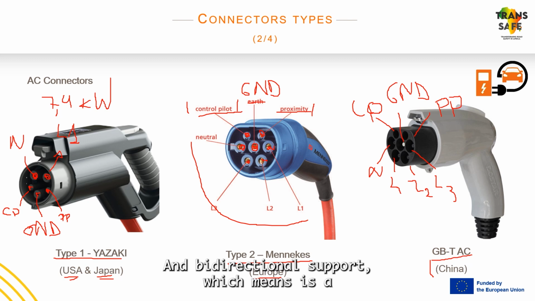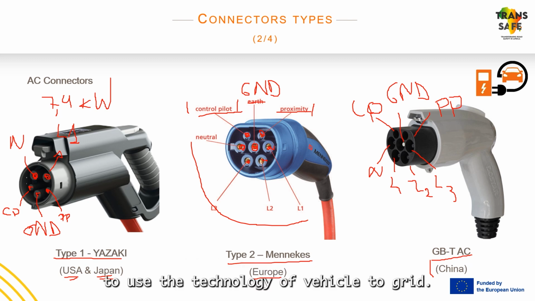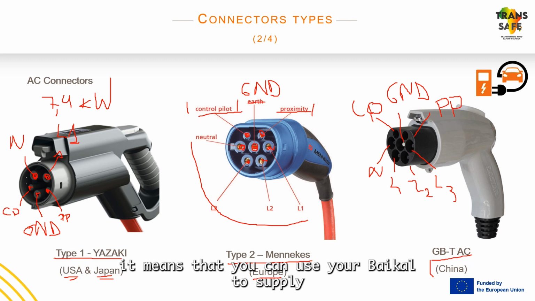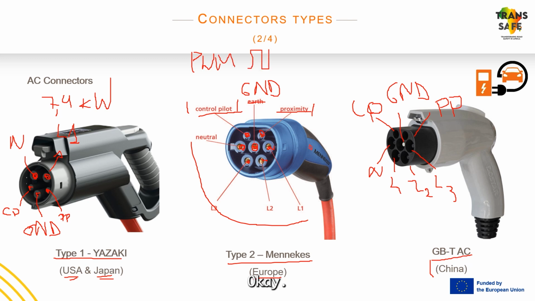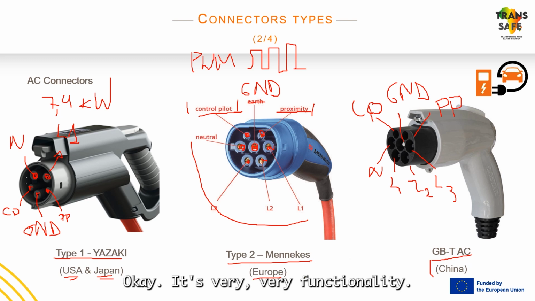It has bidirectional support, which means it is able to use vehicle-to-grid technology. If you remember vehicle to grid, it means that you can use your vehicle to supply electrical power to the grid or to your house. You can use your battery to supply power to your house. It's a very useful functionality.